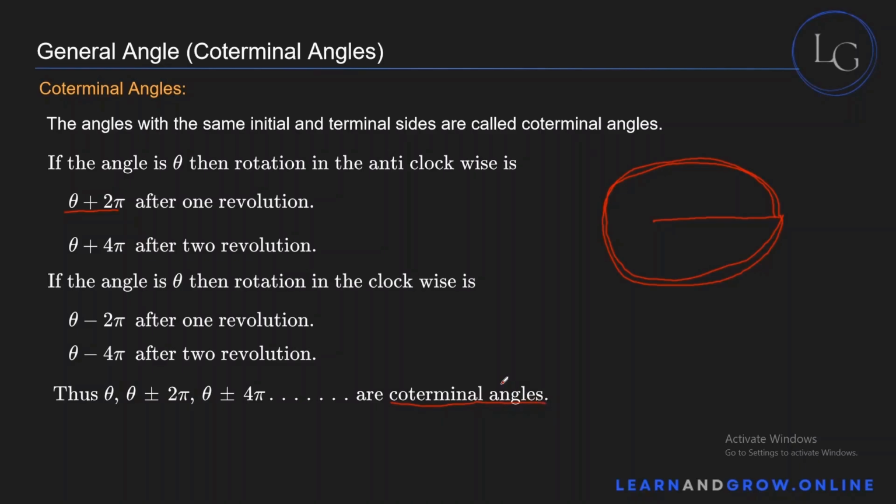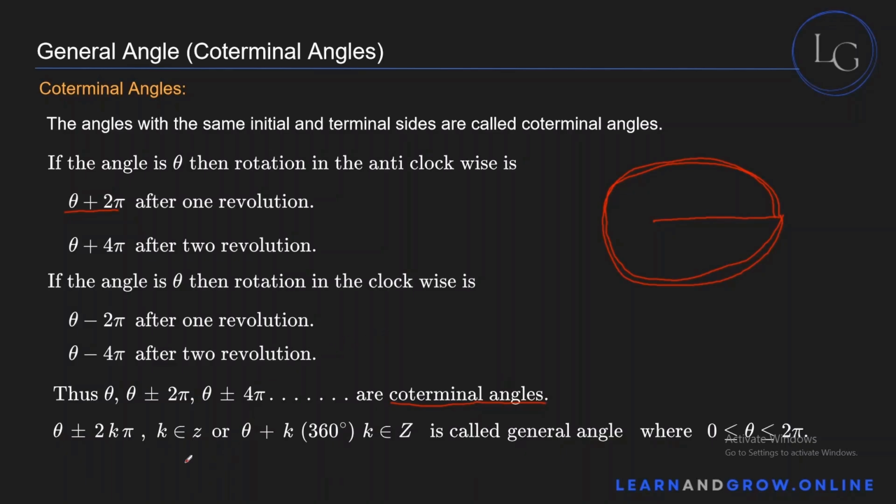So now let's see, in a generalized form, this is what you will write. This is the general angle for coterminal angles. So this K over here can basically be any natural number, and it is theta plus k times 360 degrees. As you know, 2 pi in radian form is 360 degrees in degree form, and it is called the general angle, where theta is basically between 0 and 2 pi. So it can be anywhere in the circle.